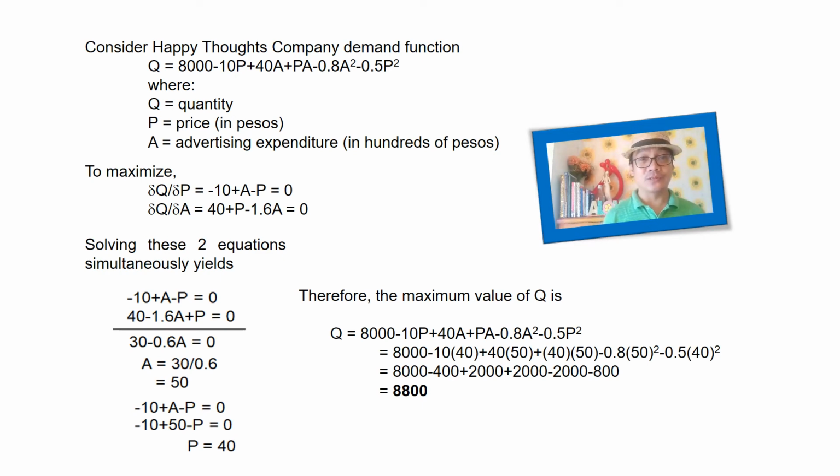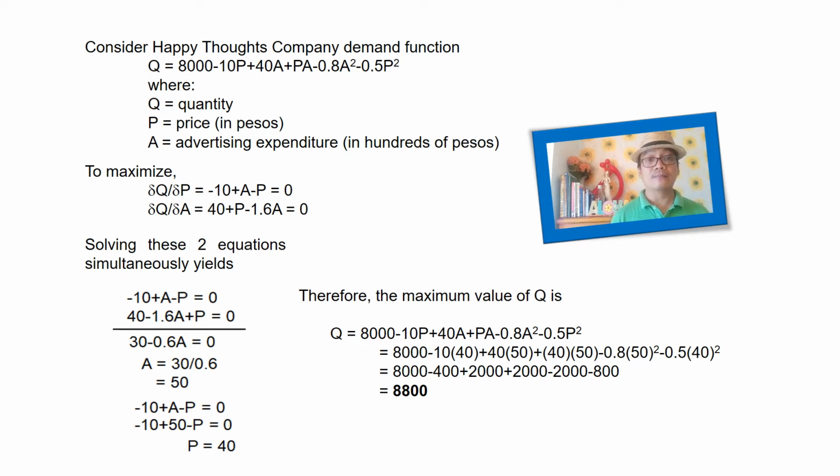As an illustration, consider Happy Toad's company demand function. Q equals 8,000 minus 10p plus 40a plus pa minus 0.8a squared minus 0.5p squared, where Q is the quantity, P the price in pesos, A advertising expenditure in hundreds of pesos. To maximize the value of this function, each partial must equal 0.